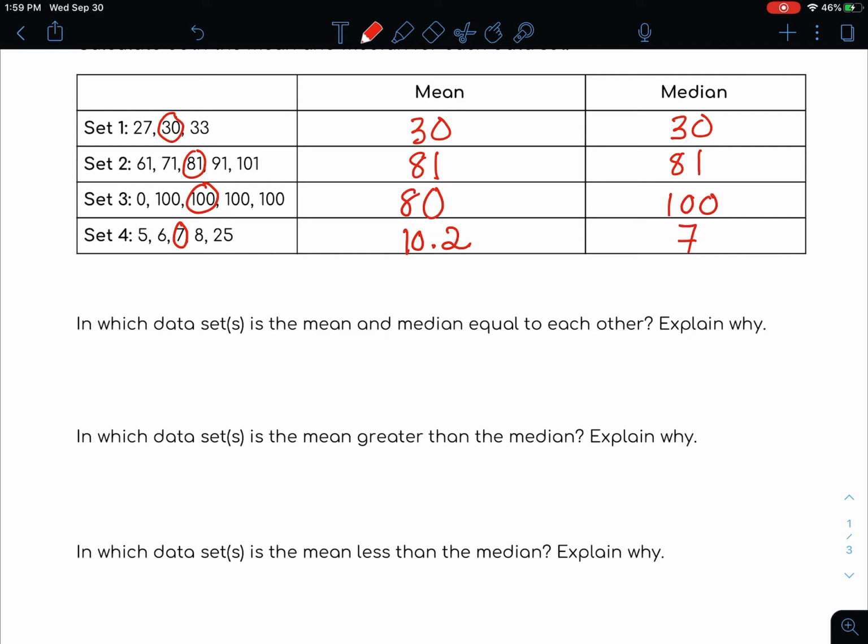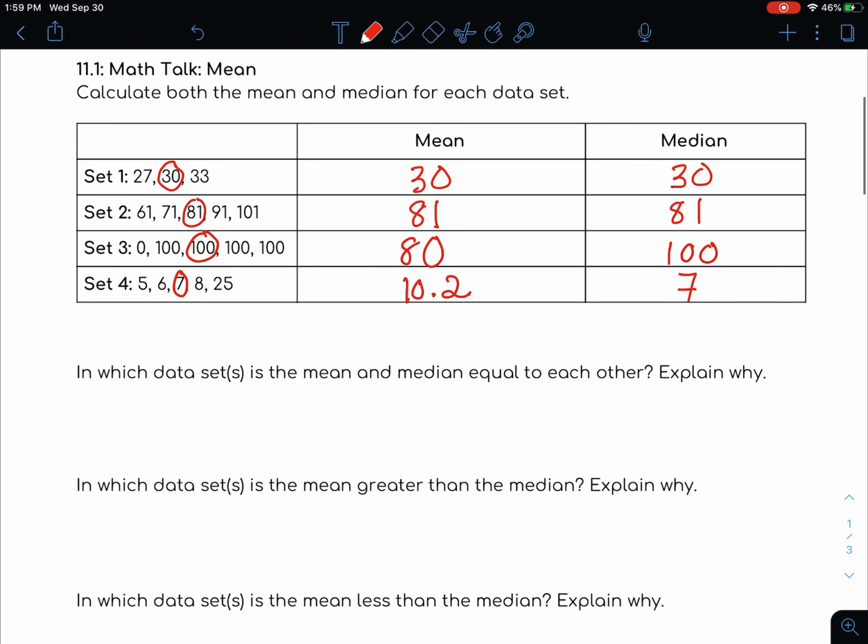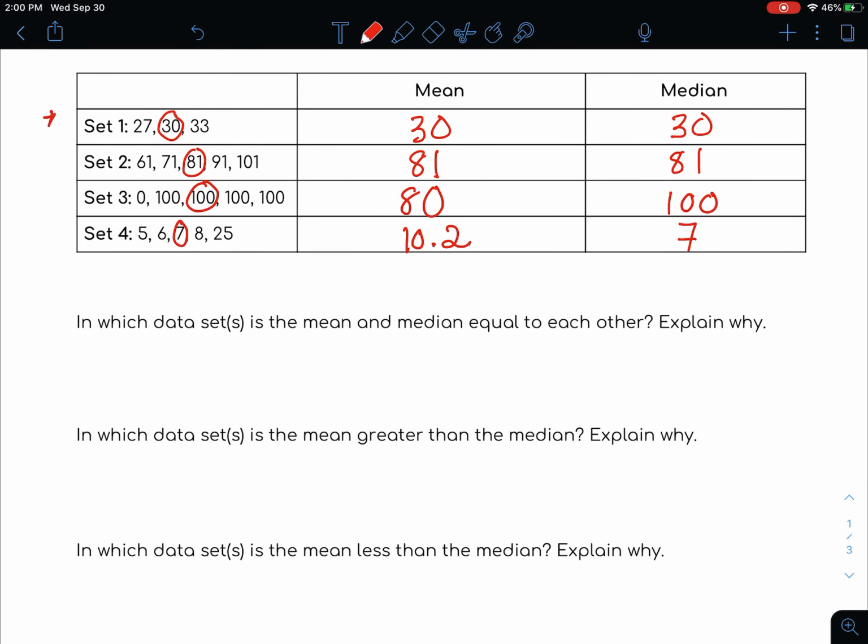So looking at the data sets, we're going to see, all right, in which data sets is the mean and the median equal to each other? Set or sets, where are they equal to each other? So if we look right here in set 1 and set 2, the mean and median are equal to each other. So set 1 and set 2. Why is that the case? Well, we know the median is the middle number in each set.